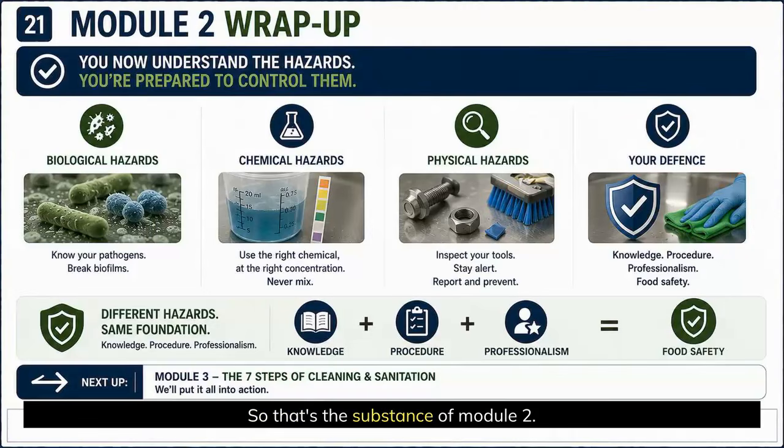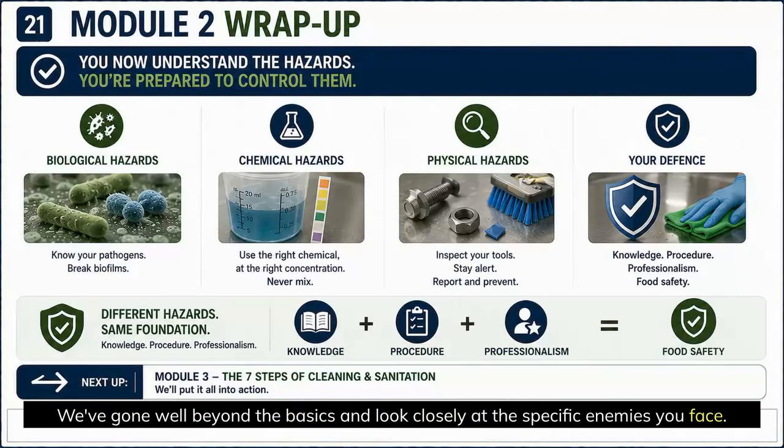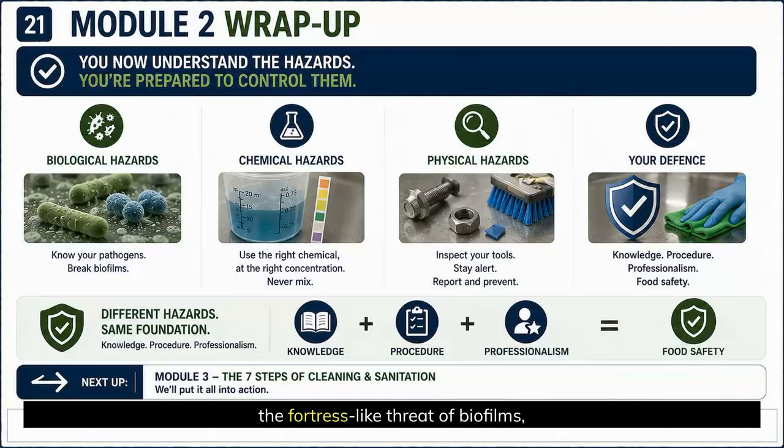So that's the substance of Module 2. We've gone well beyond the basics and looked closely at the specific enemies you face. The key pathogens like Salmonella, Listeria, and Norovirus, the fortress-like threat of biofilms, the double-edged nature of your own cleaning chemicals, and the physical hazards that your awareness and discipline help prevent. Each type of hazard requires a different approach, but the foundation is always the same: knowledge, procedure, and professionalism.